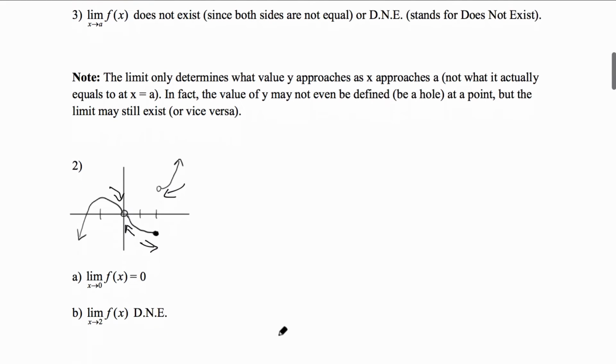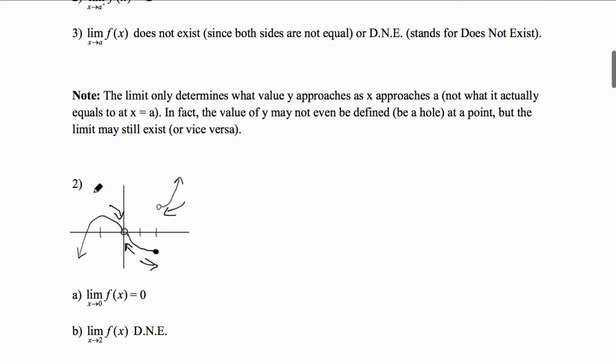Let's take a look at this example, all right? What if we have this graph? I already have these arrows from before, but let me erase them real quick so they're not confusing you. All right, now let's take a look. If we're trying to figure out what the limit as x approaches 0 is equal to, let's just think about this. How do we do this?